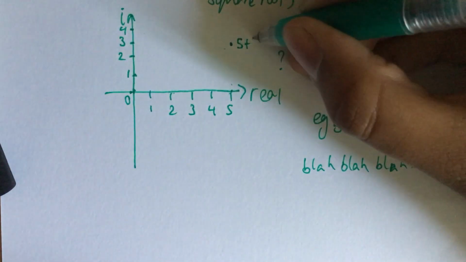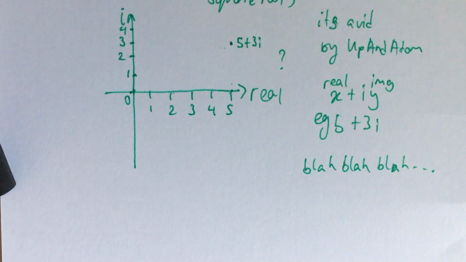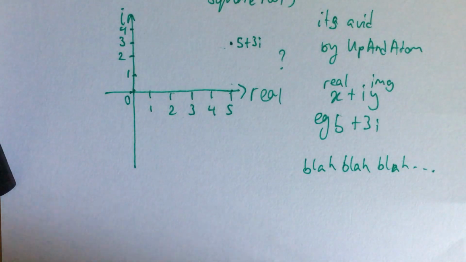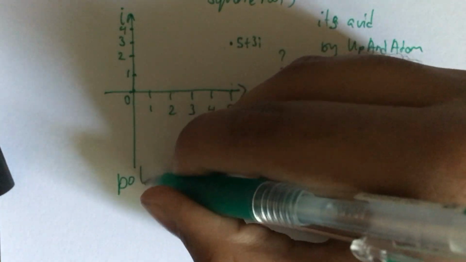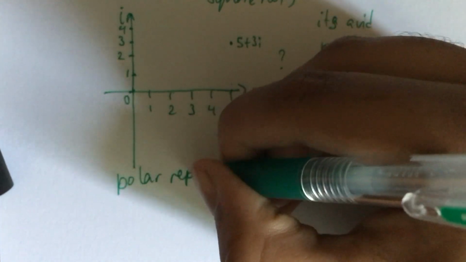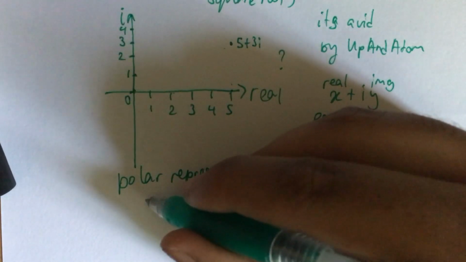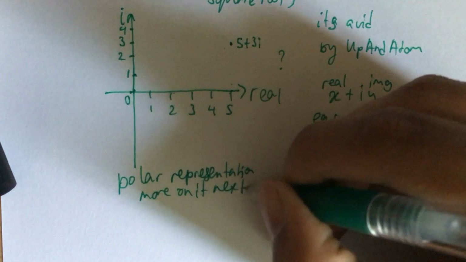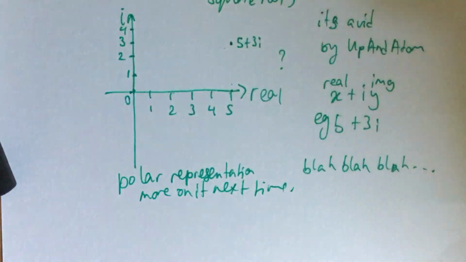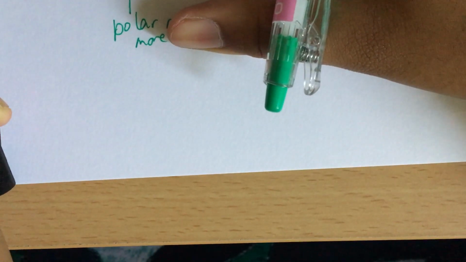But actually, this is more related to the second half of this topic, which is the polar representation. I will talk about that next time. So this time I'll just focus on how you calculate with complex numbers and how you manipulate them and all that stuff. Okay, cool.